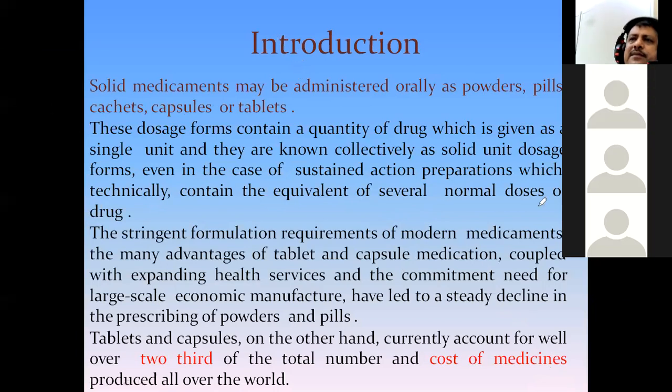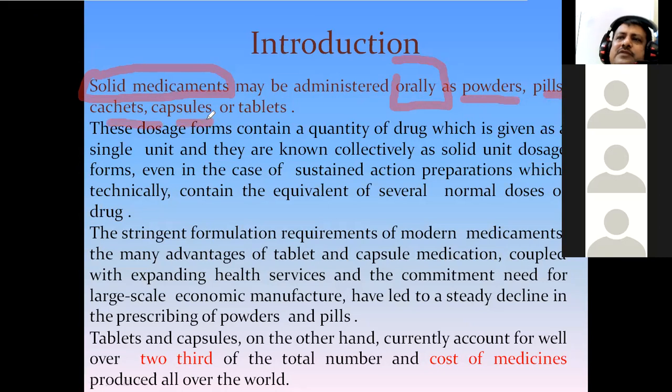Now what was the basic reason I told you why it is most preferred? Because it is a solid medicament. Tablet is a solid dosage form. Now let's see in detail the introduction part of tablets. Solid medicaments may be administered by oral routes, such as we give dosage forms such as powders, then pills, then cachets, then capsules and tablets. So here our main focus is on the tablet dosage form.